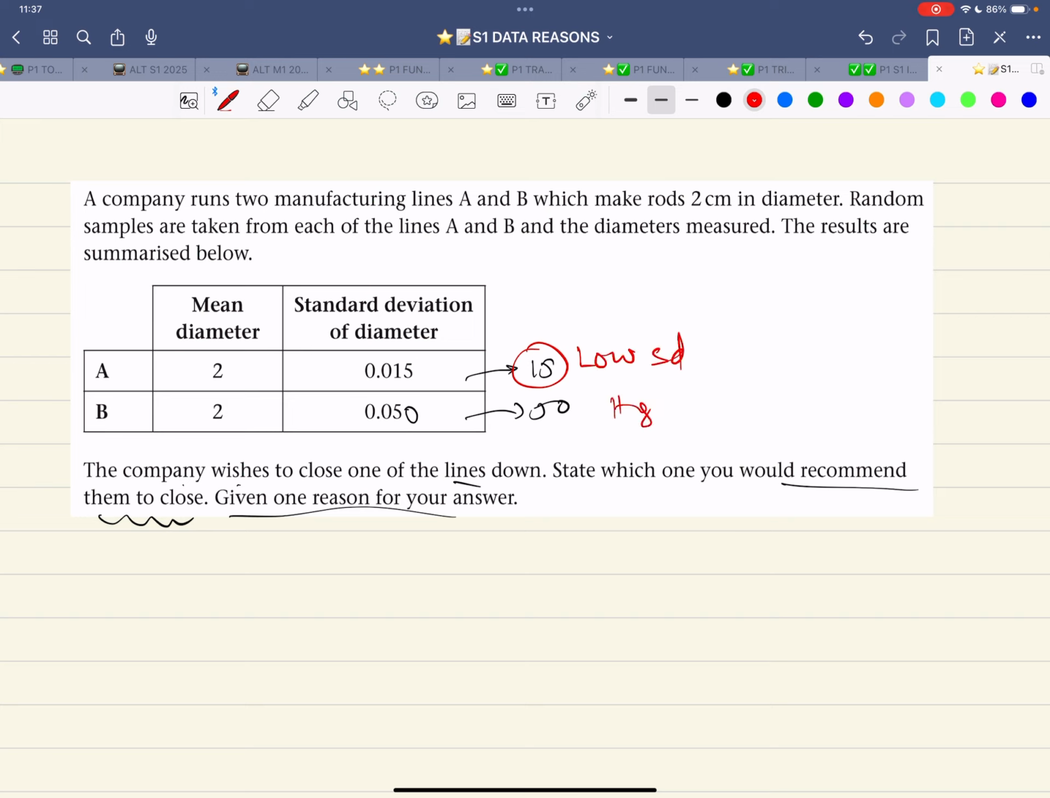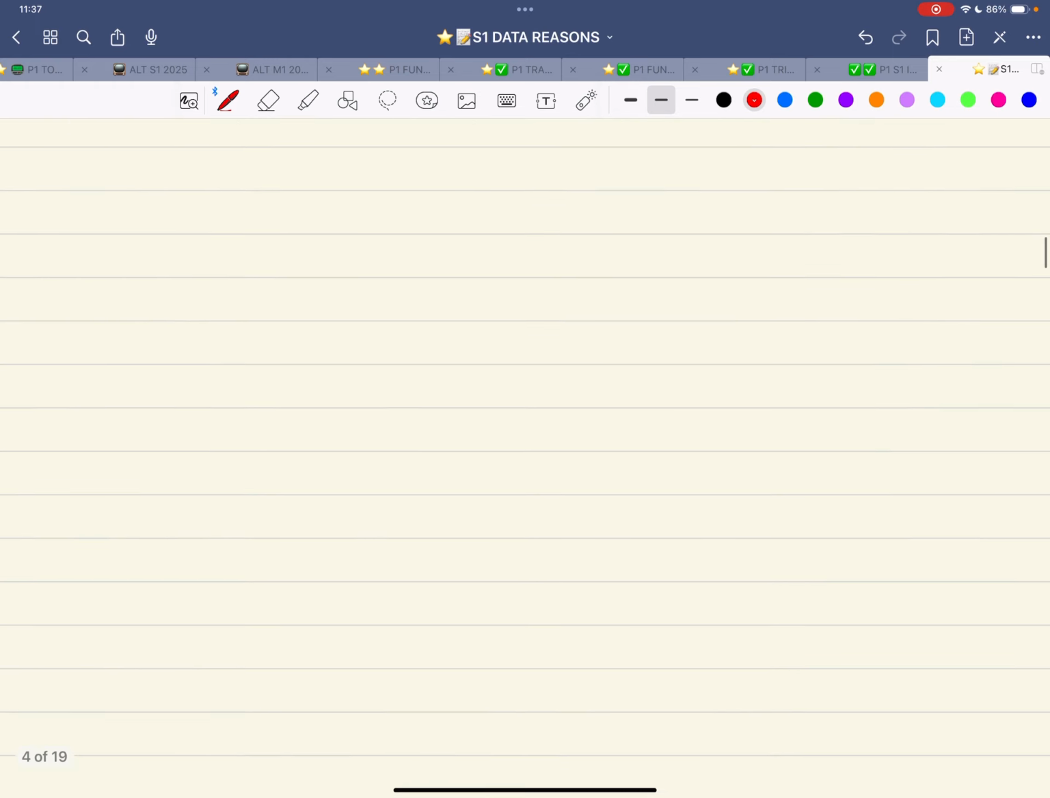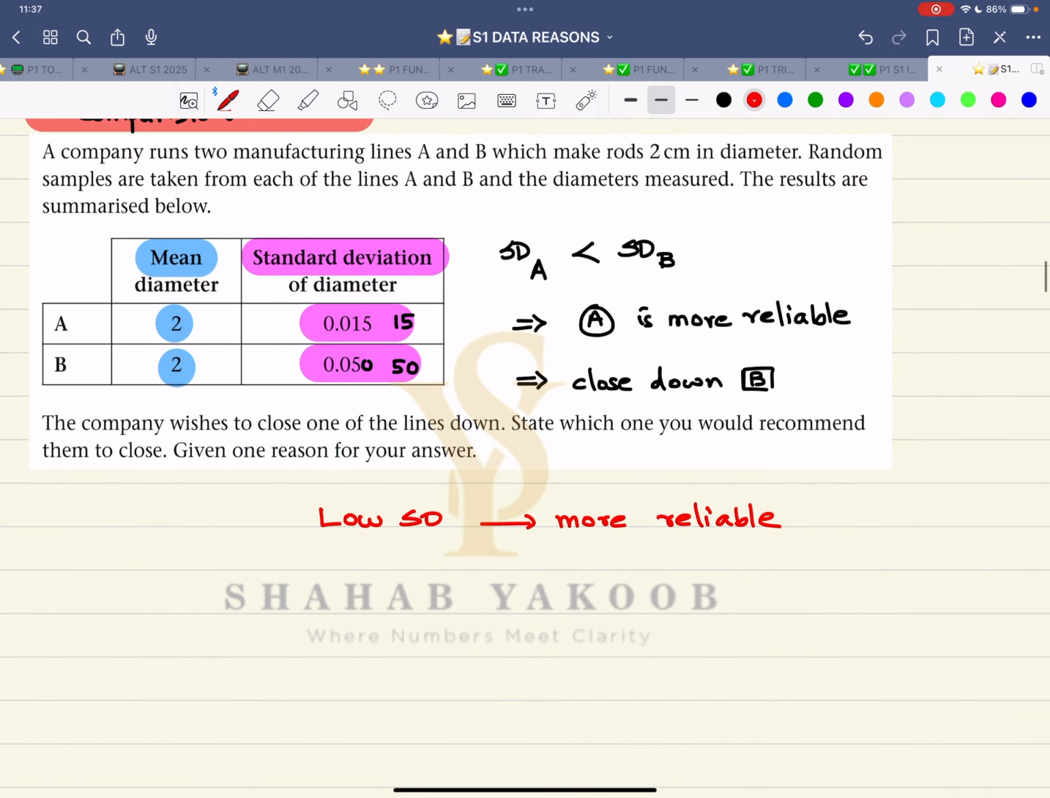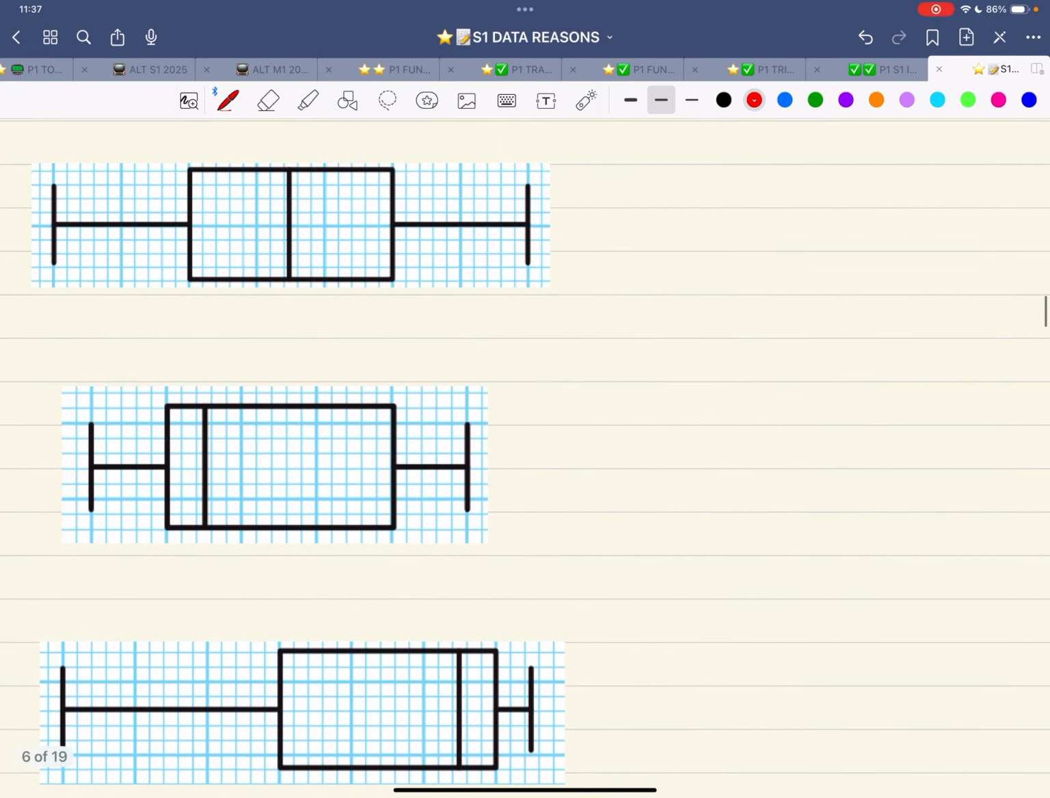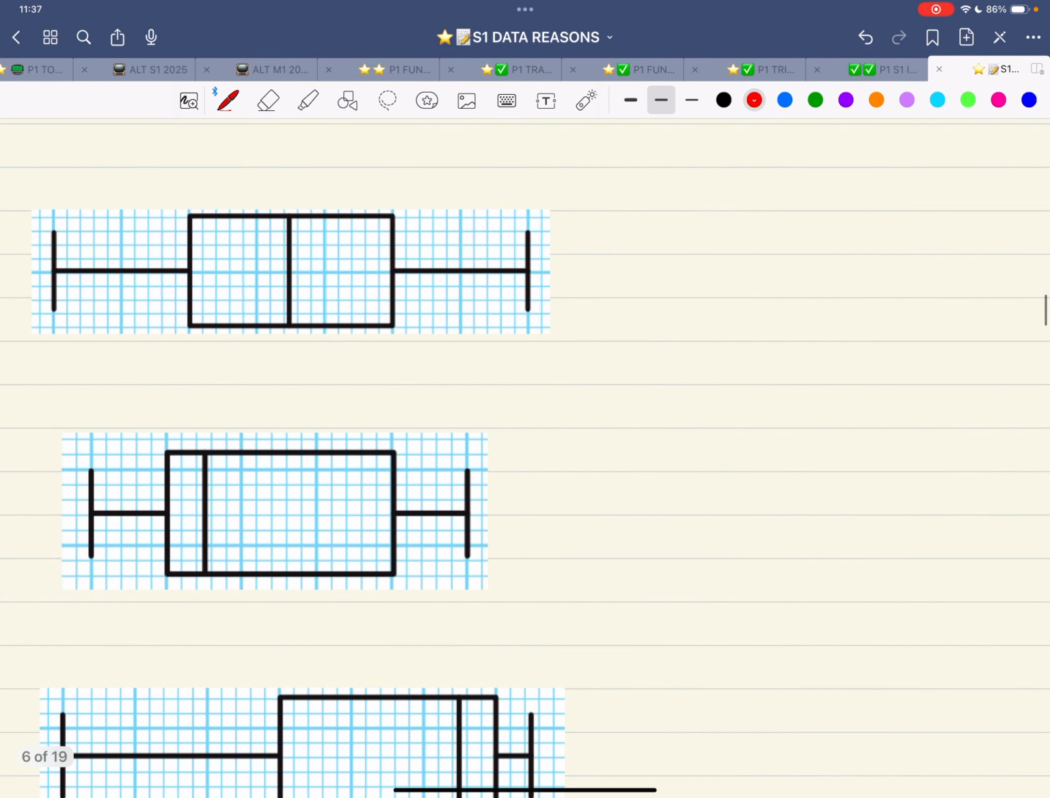This is high SD. Low SD means more reliability. So I think I'll go ahead and choose this one from company A, and that is what is outlined over here. The next question, actually it's a concept. What are these? You have already studied.